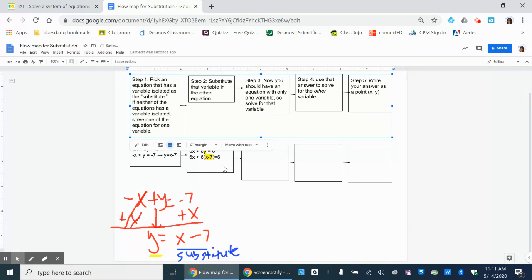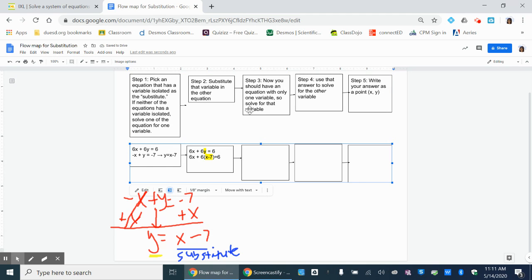In this case, my equation with only one variable is 6x plus 6 parentheses y, or 6 parentheses x minus 7 equals 6. Since I replaced the y, now there are only x's, which means I can now solve for x. So I'm going to change the color. 6x plus 6 parentheses x minus 7 equals 6. That's what I mean.